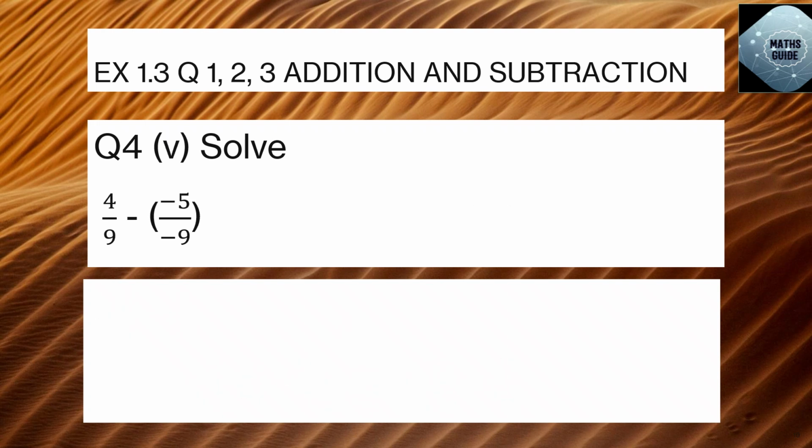Now question number 4, part 5. 4 by 9 minus 5 by minus 9. We have to subtract minus 5 by minus 9 from 4 by 9. The first step is to resolve these negative signs. We can eliminate them to make this fraction positive. Now our final question is 4 by 9 minus 5 by 9.